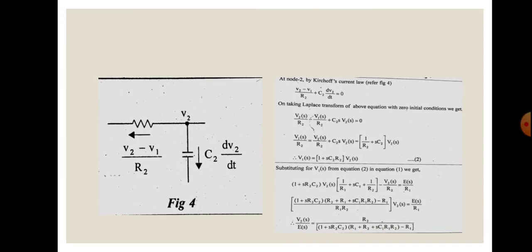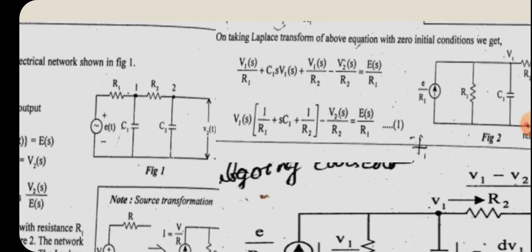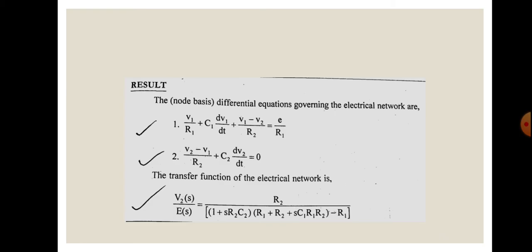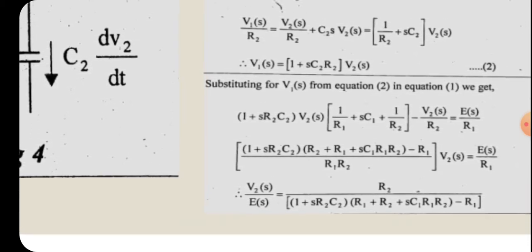You know that equation number 1 is this. In this equation there is a term V1 of S and we are substituting for V1 of S. So we got the equation like this, and we can simply rearrange it. So we will get 1 plus S into R2 into C2 into R2 plus R1 plus S C1 R1 R2 minus R1 divided by R1 plus R2 into V2 of S equal to U of S by R1.